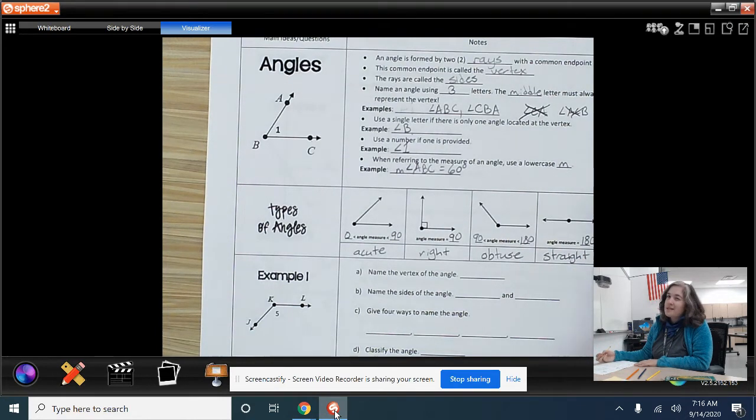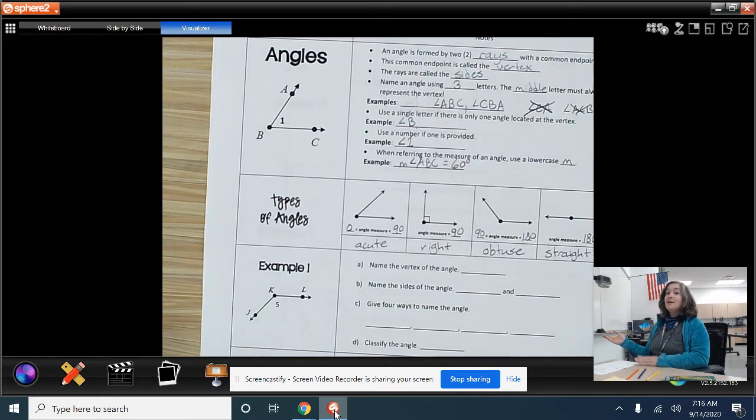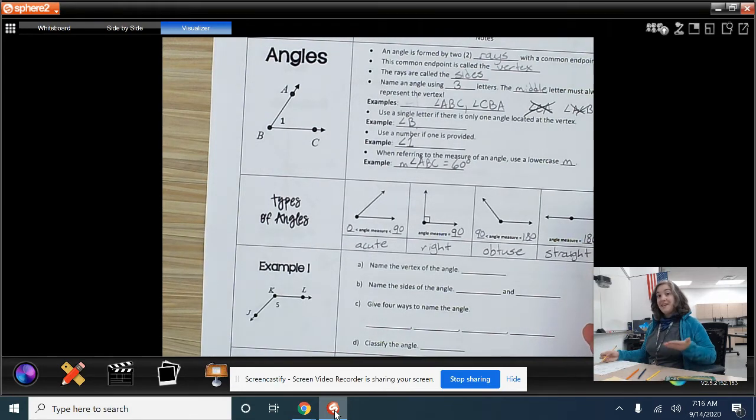Some of you might look at me and say, wait a minute, isn't a straight angle a line? Yes, but a line is different from an angle, all right? So in this case, when we're talking about defining an angle, it's a straight angle. It looks like a line, it's a straight angle.